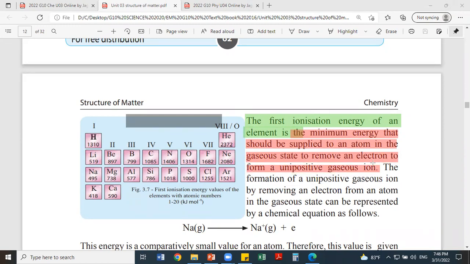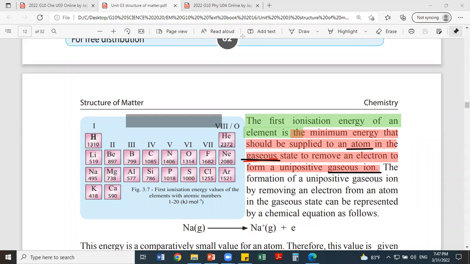The minimum energy that should be supplied to an atom to remove an electron to produce a positive gaseous ion. That means gaseous is important, the physical state: from gaseous atom to gaseous unipositive ion. Gaseous is important. Atom is important. Gaseous atom to become gaseous ion.